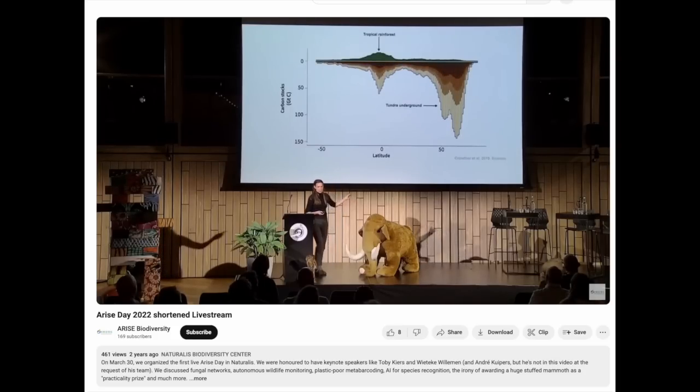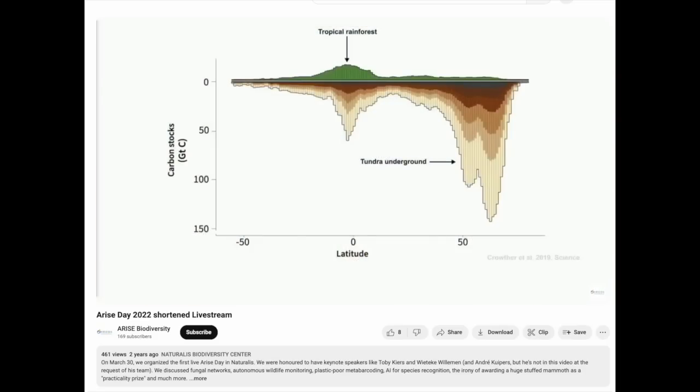So this is a paper that was in Science in 2019, and it just gives a snapshot of what you're looking at in terms of carbon stocks of tropical rainforests versus tundra underground. So understanding the underground is really paramount to our future.